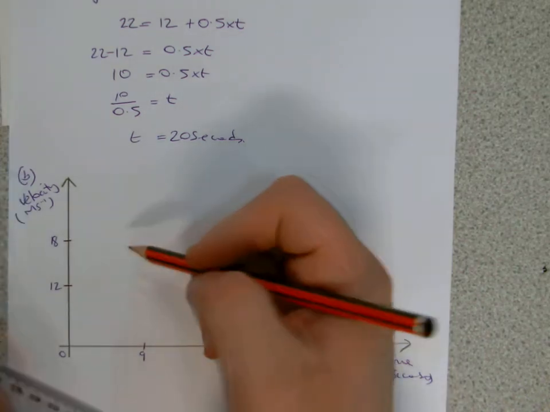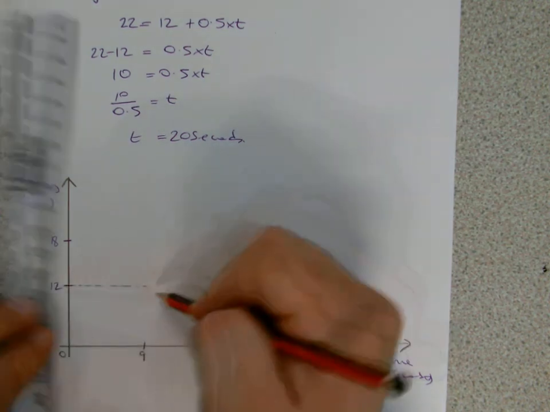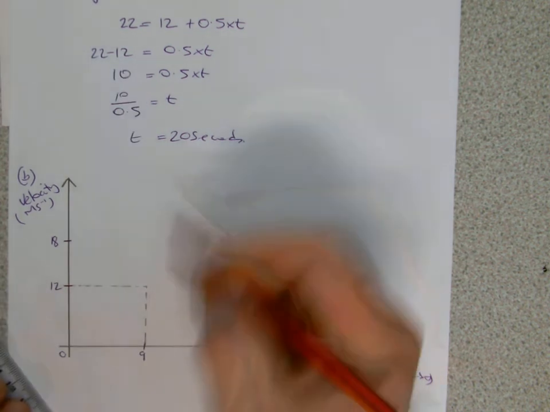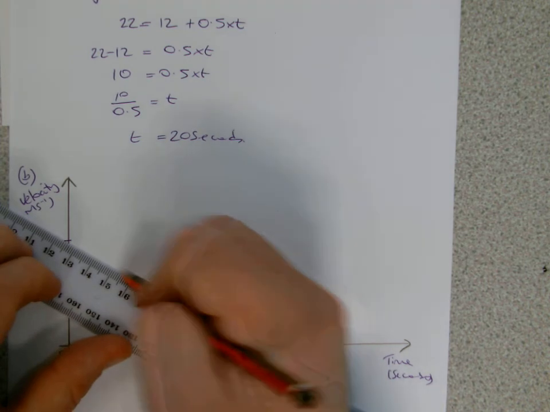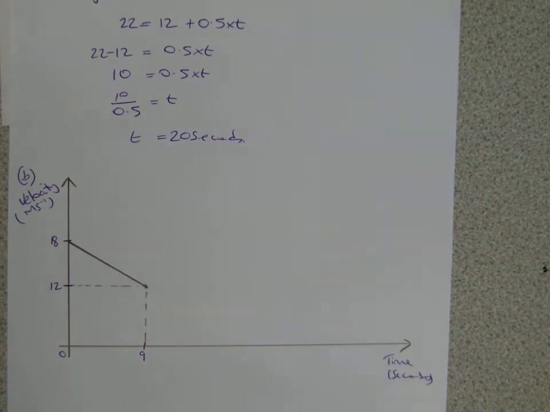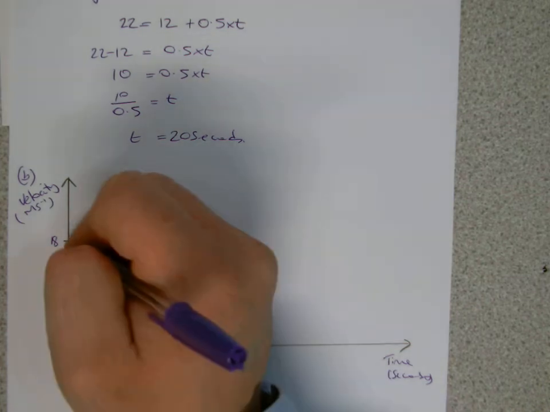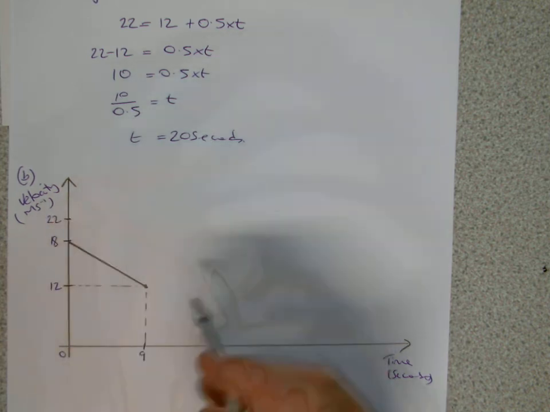So we want to get, right, that's where it's going to be after 9 seconds. At the start it was traveling 18 meters per second, and now it'll be 12 meters per second after 9 seconds. Once the speed is 12, it says the train then accelerates at 0.5 meters per second squared until it reaches a speed of 22. So if we've got 18 there, say 22 is going to be about there. So it's going to now accelerate.